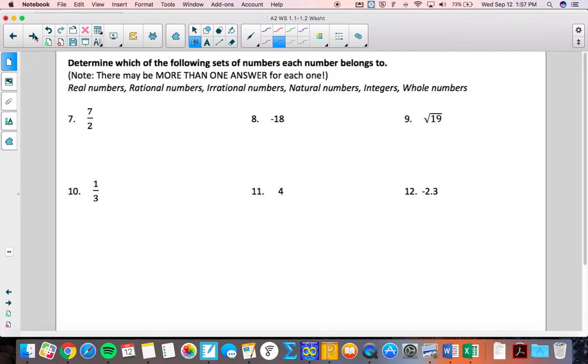So here it says determine which of the following sets of numbers each value belongs to. Note there may be more than one answer for each problem or each value. So here's our options. We have real numbers. By the way, at this point in your math career, pretty much everything you've seen is a real number. Rational numbers, those are numbers that can be written as fractions. Irrational numbers, those are numbers that really can't be and have some crazy, never-ending decimal or decimal that doesn't have a pattern. There's natural numbers.